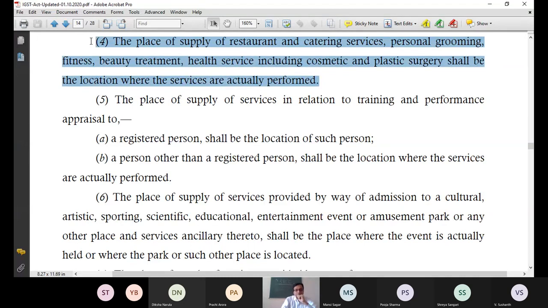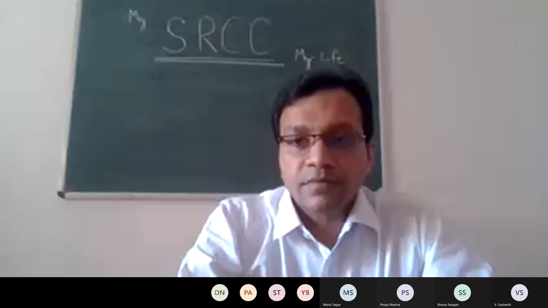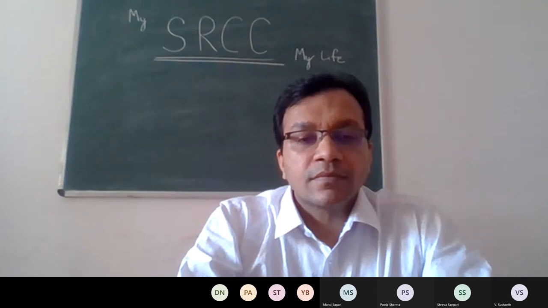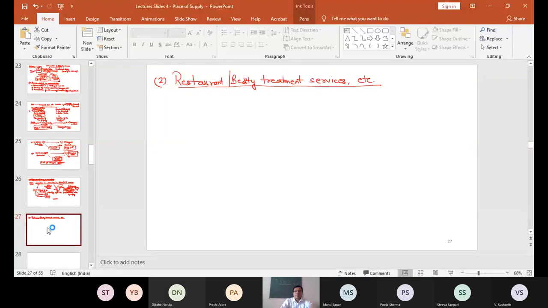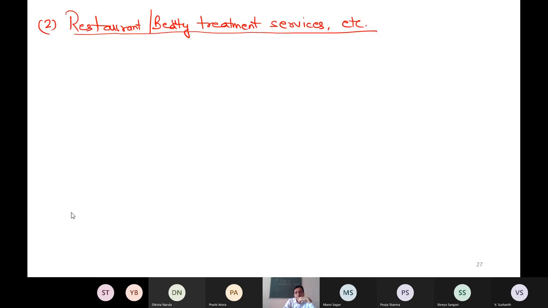Subsection 4. The place of supply of restaurant and catering services, personal grooming, fitness, beauty treatment, health service including cosmetic and plastic surgery shall be the location where the services are actually performed. Where the services are actually performed. So let me again give you the examples. So what is the place of supply? The place where the services are actually performed.